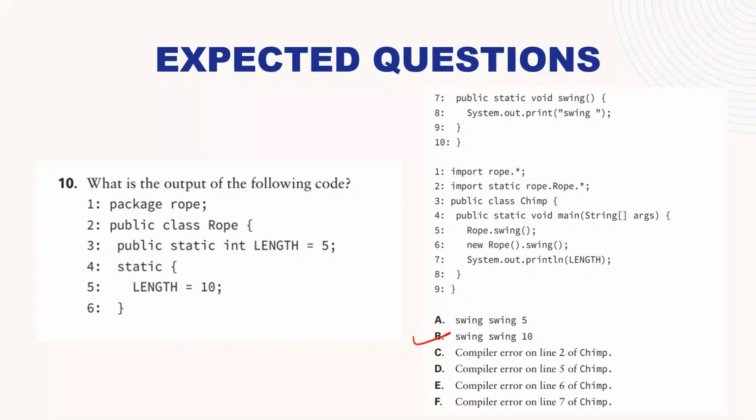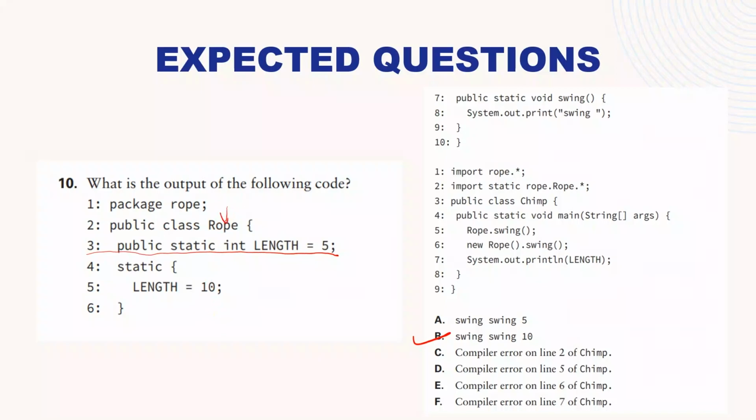So how did we get here? Rope runs line 3, setting length to 5. What did I mean by when Rope runs line number 5? Basically this is a static variable. I have already told you that static variables get initialized when the class itself gets initialized in the beginning. So static int length equals 5 gets initialized whenever the Rope class is initialized, right? I hope that is making sense.